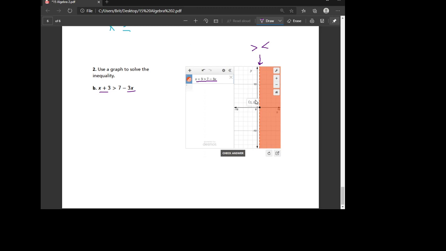Alrighty, and then they've shaded to the right of x equals 1. So I'm going to have my x value, I have my 1. When they shade to the right like this, it's all the x values greater than 1. And we said it's not equal to. So this is the actual solution.